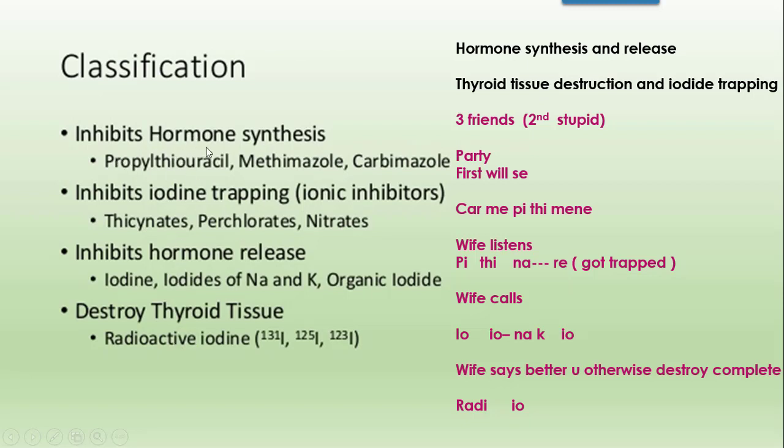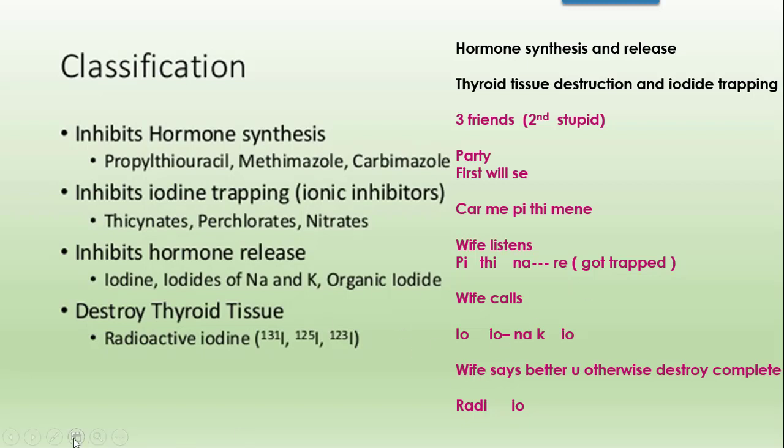First is inhibiting the hormone synthesis, which includes all thioamides. Second is inhibiting iodide trapping, which includes ionic inhibitors. Third is inhibiting hormone release, which includes iodine, iodides of sodium, potassium and organic iodides. And the last class is destruction of thyroid tissue itself by radioactive iodine.